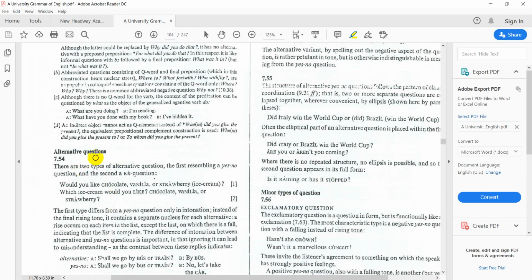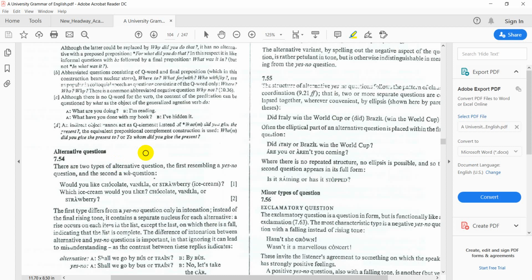Alternative questions, which is the third type. As we mentioned on page 192, there are three types of questions. Those that expect only affirmation or rejection, for example, have you finished the book? We call this a yes-no question.